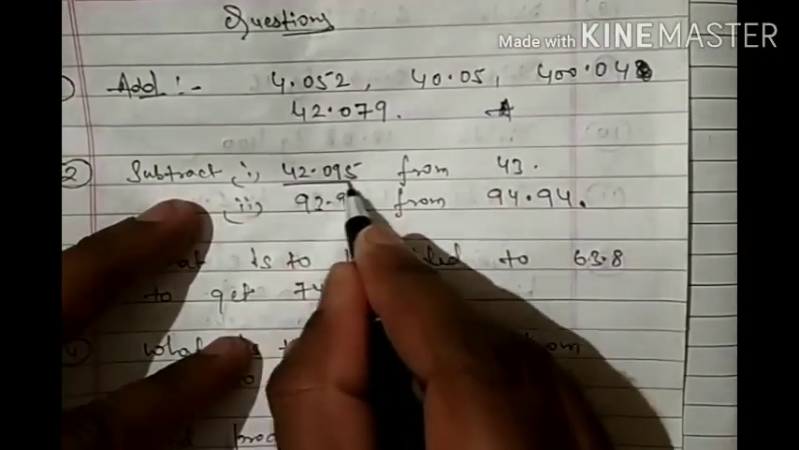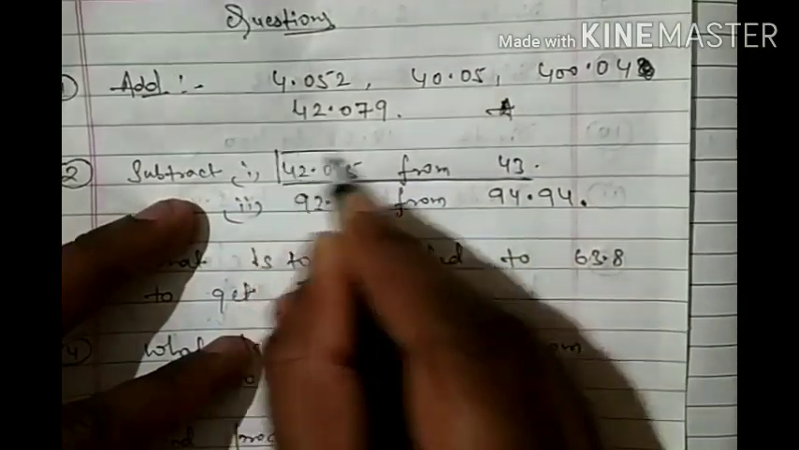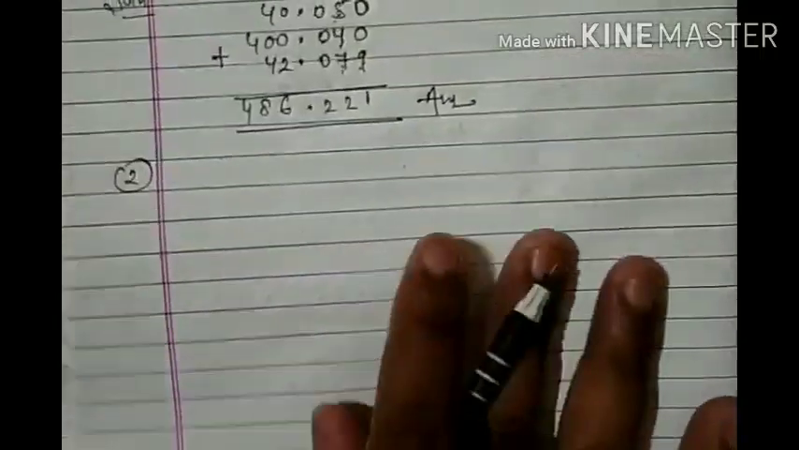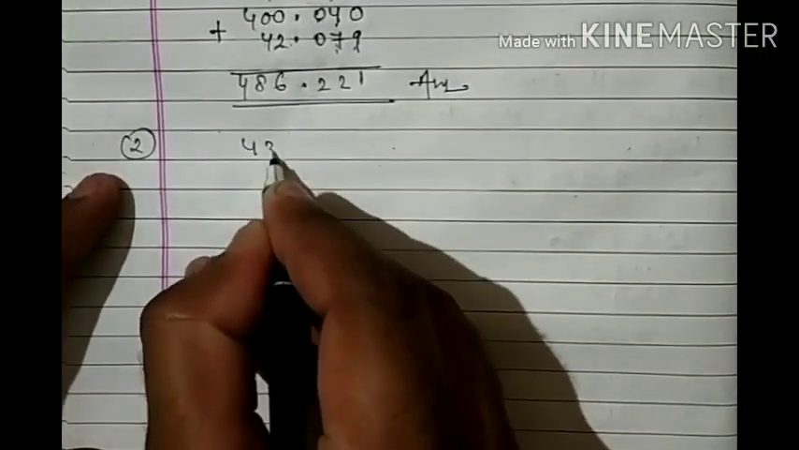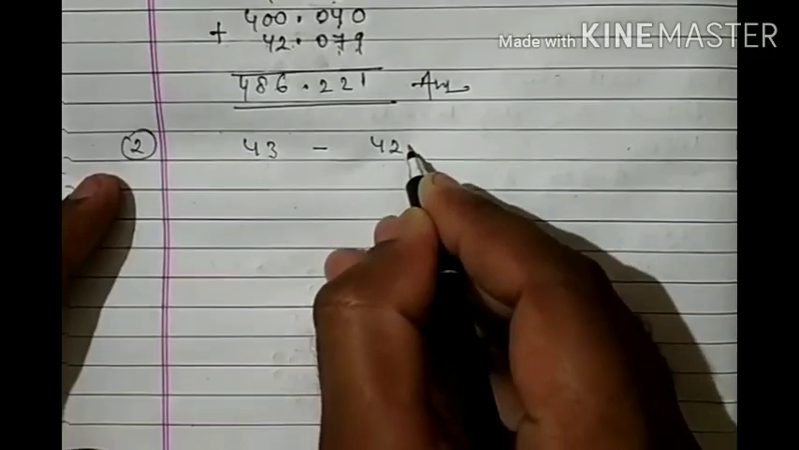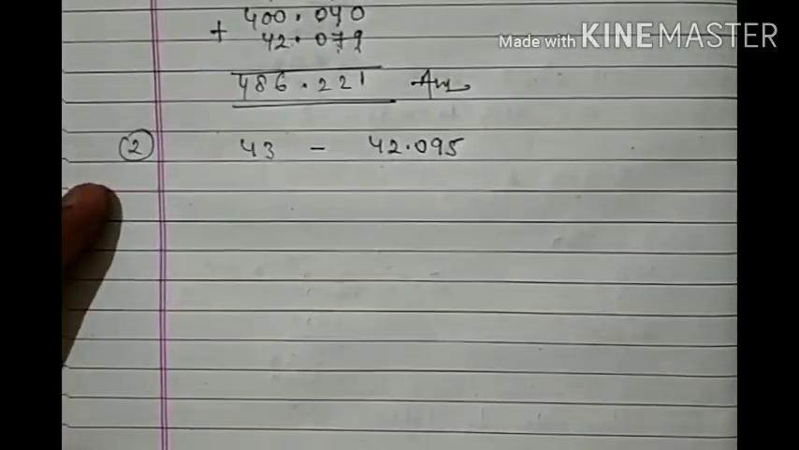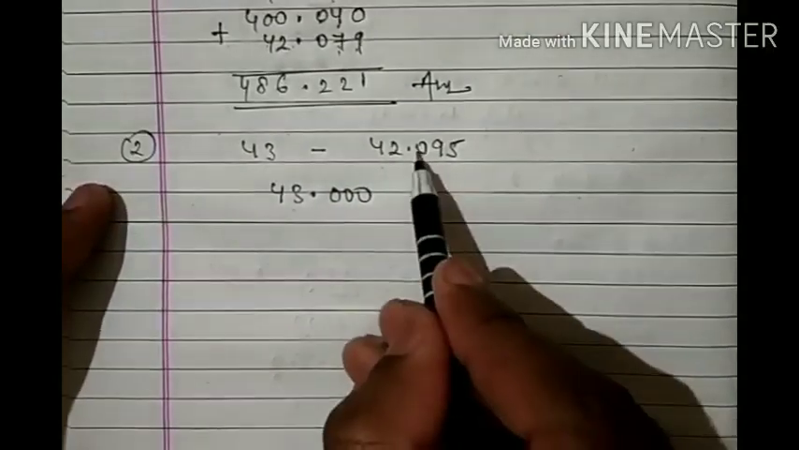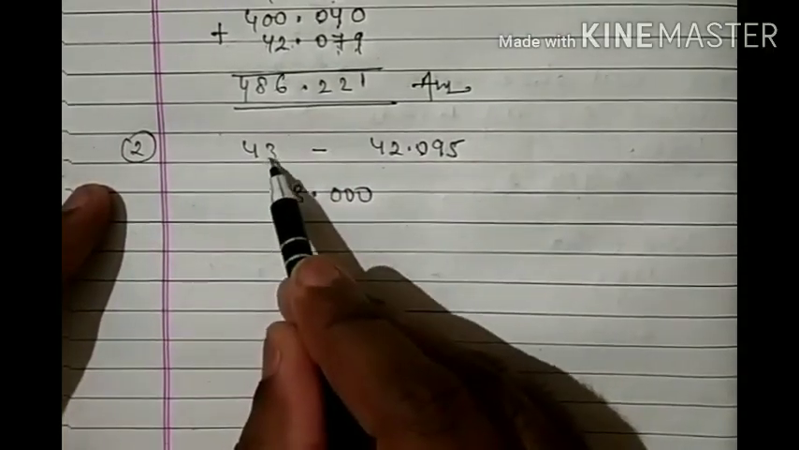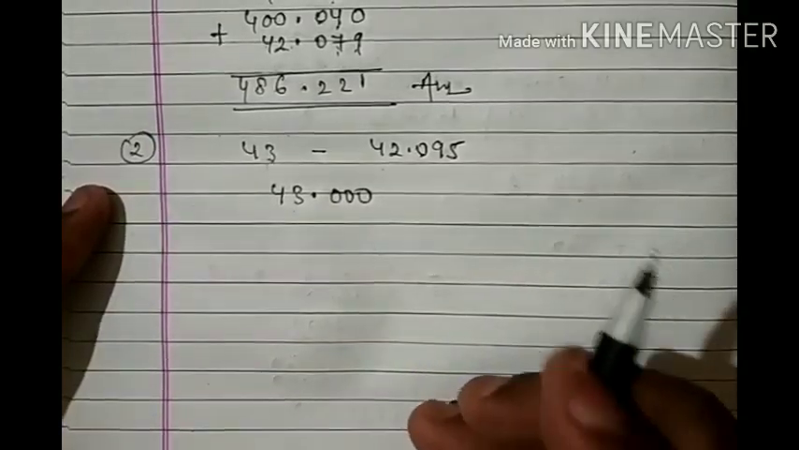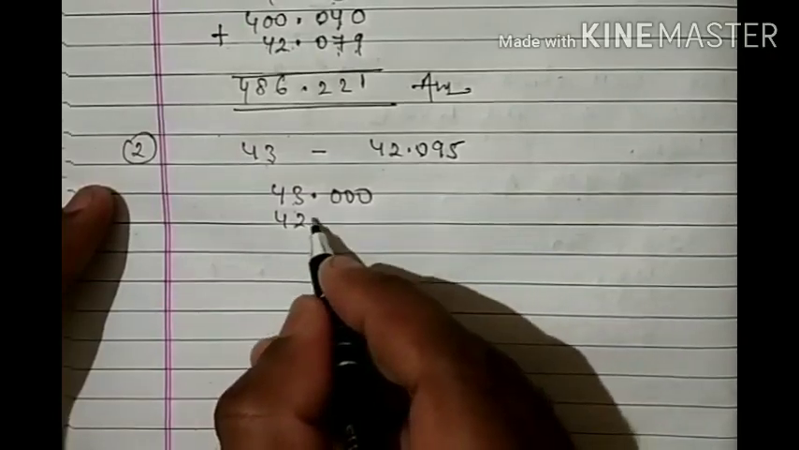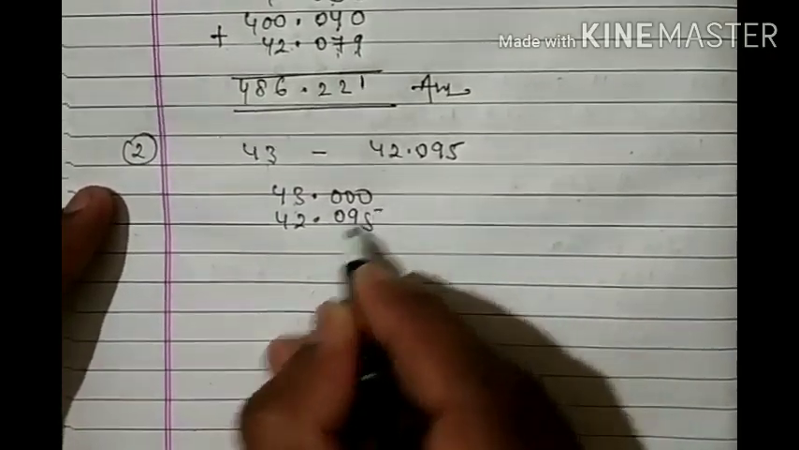The second question was subtract 42.095 from 43. We have to subtract 42.095 from 43. So we will write 43 first. 43 minus 42.095. We will write 43.000. As we have 3 places of decimal over here, we will convert this number into like decimals.